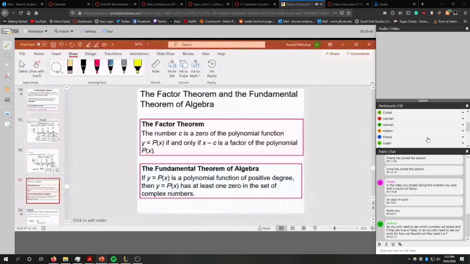Now, the factor theorem says the number c is a 0 of the polynomial function if and only if x minus c is a factor of the polynomial. So that's why I always set x minus 3 or x minus whatever I get or x plus whatever I get equal to 0 and solve, because that gives me the actual 0.